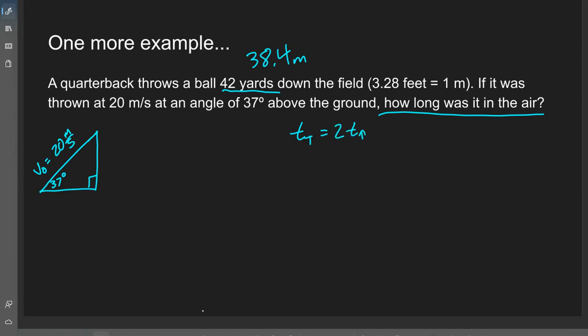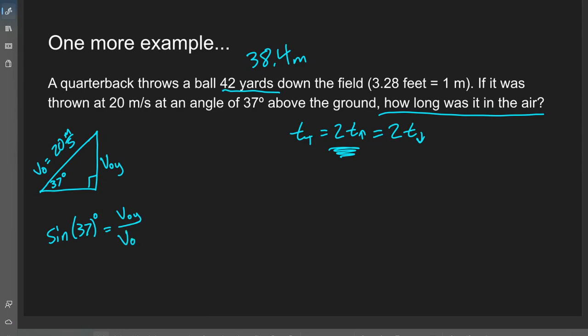It's 2 times either time up or 2 times time down. So this means we need to find either its initial y velocity or its maximum height. Well, we're given some stuff to do the velocity triangle, so let's find y velocity initial. We can do this with our triangle math. We want v naught y, so that is opposite, and we have the hypotenuse, so we can use the sine of 37 degrees is equal to v naught y over v naught.